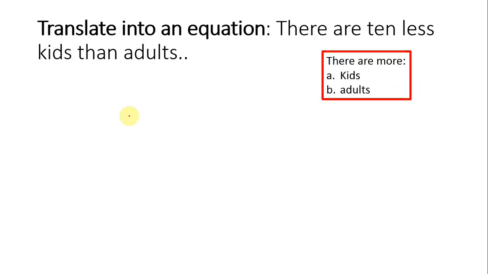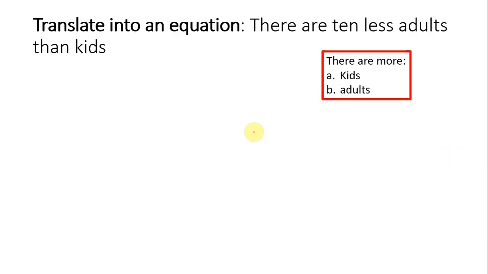Translate into an equation. There are 10 less kids than adults. First thing we're going to consider is, are there more kids or more adults? There are 10 less kids. That immediately tells us that there are more adults. The equation that I came up with to represent the situation is this.